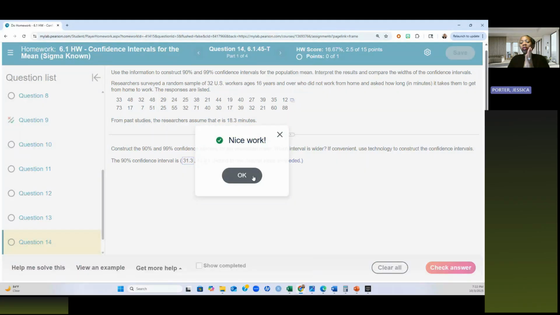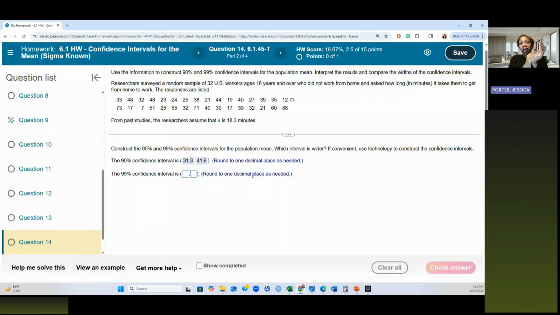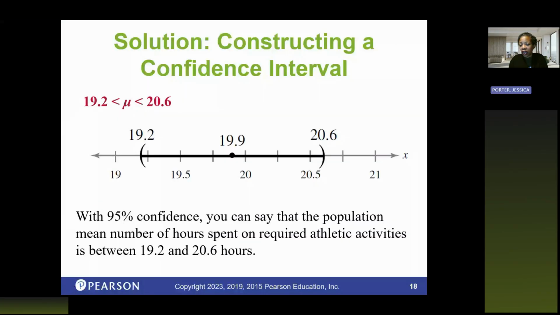Okay. And so what does that mean for us? It means that I am 90% confident that the population of U.S. workers age 16 and over who did not work from home and asked how long it takes them to get to work from home is going to be between 31.3 and 41.9. I think, even though I have a sample of 32, I think I can extrapolate this to all of the workers. Okay.